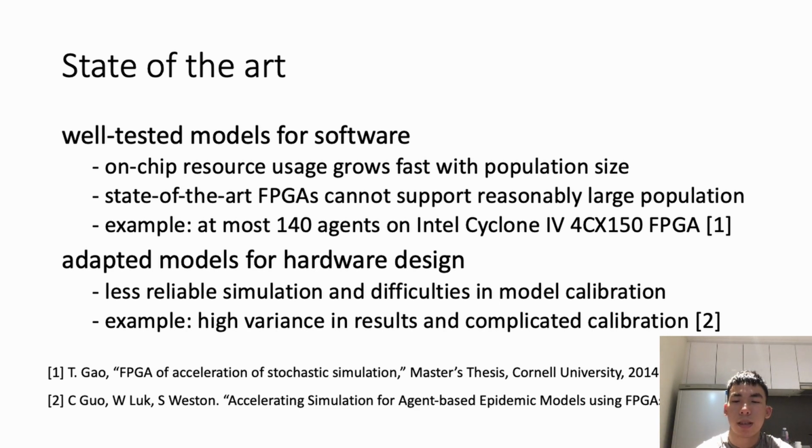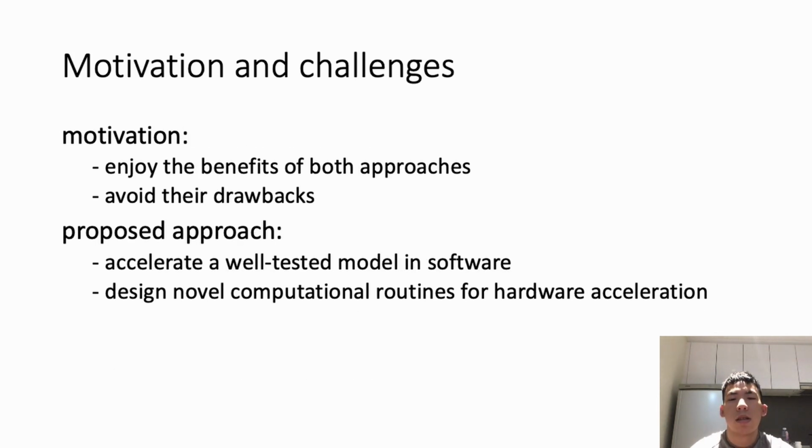Another approach is to adapt the model to facilitate hardware acceleration. However, the simulation can become less reliable and the model can become difficult to calibrate. Our proposed design also avoids this problem by adopting a well-studied epidemic model with public domain software. To enjoy the benefits of both approaches while avoiding their disadvantages, this project mainly wants to present one possibility: accelerate a well-tested model in software with novel computational routine designed for hardware.